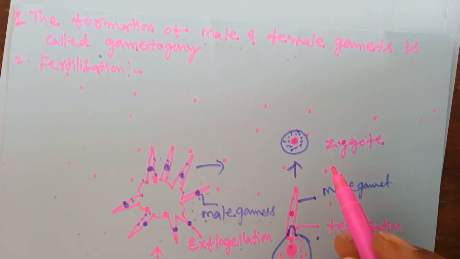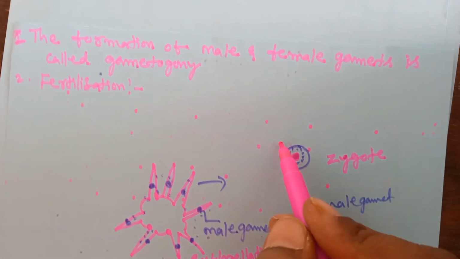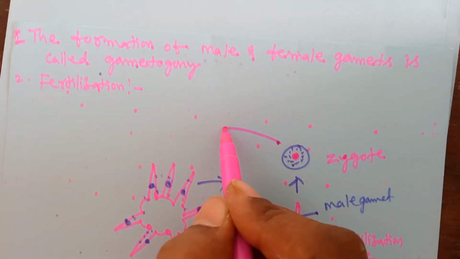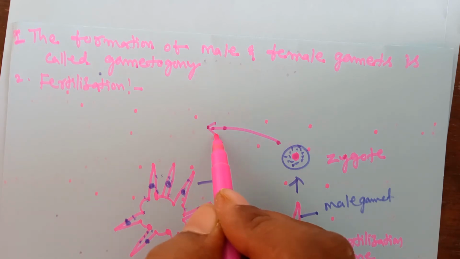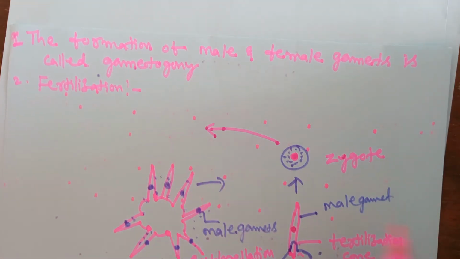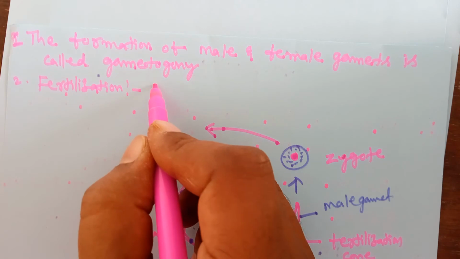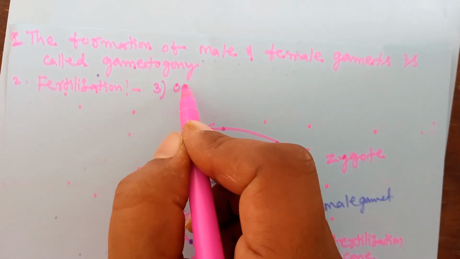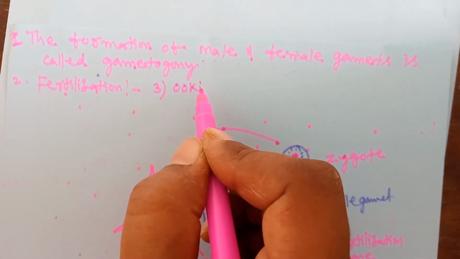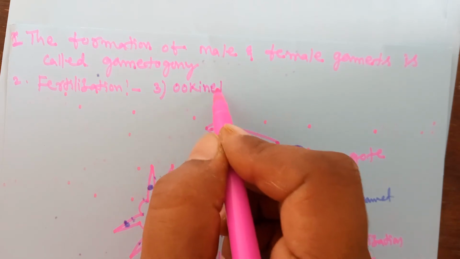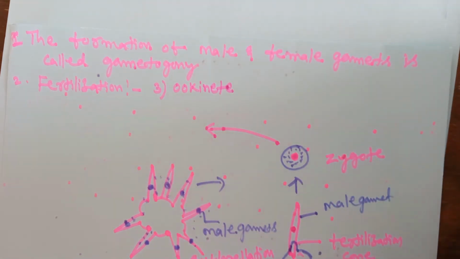This zygote is non-motile and non-feeding. After 24 to 48 hours it turns to the third stage, that is called the ookinete stage. It changes to the ookinete stage.